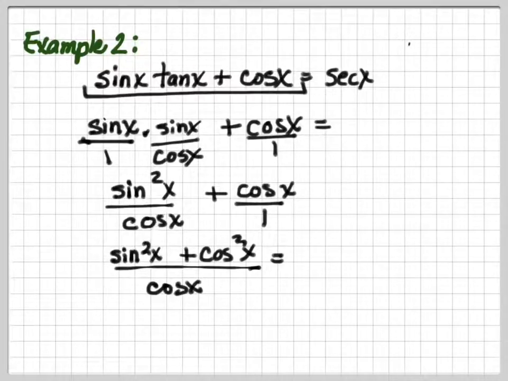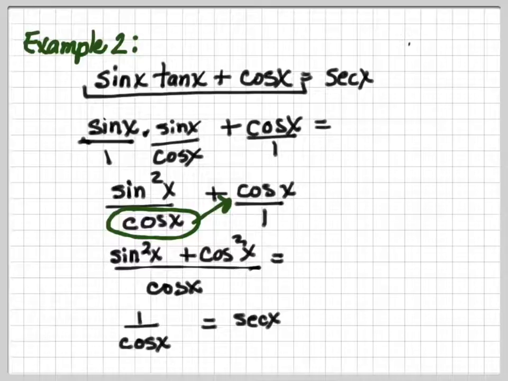Let's back up here. If I have a common denominator of cosine x, I'm going to have to multiply this cosine x times cosine x. So I'll have sine squared x plus cosine squared x over cosine x equals my secant x. And now, if I go on, I will have sine squared x plus cosine squared x is equal to 1. That's the Pythagorean identity. So I'll have 1 over cosine x, which is secant x.